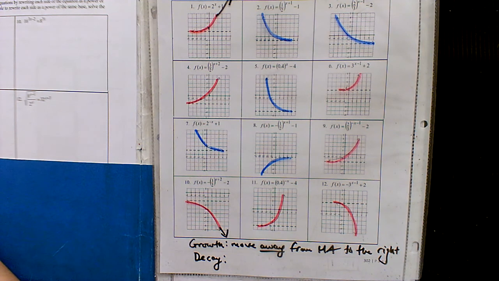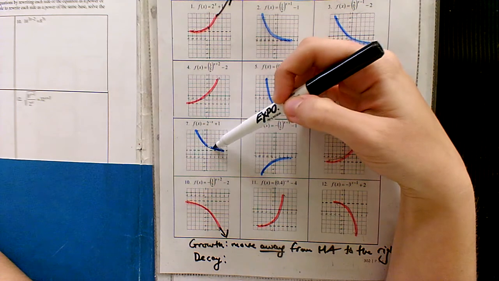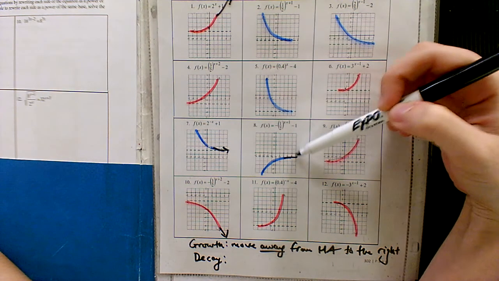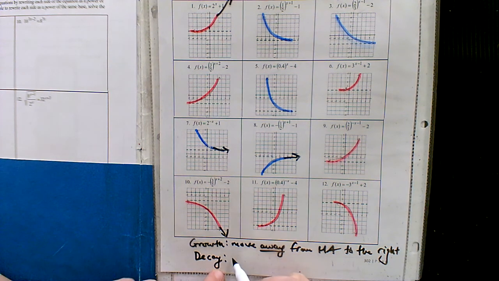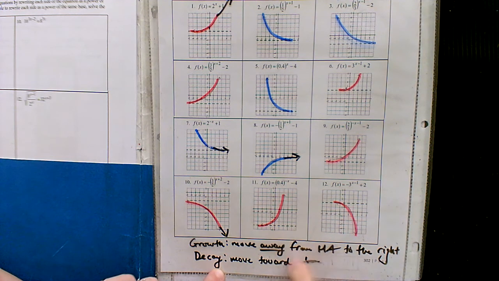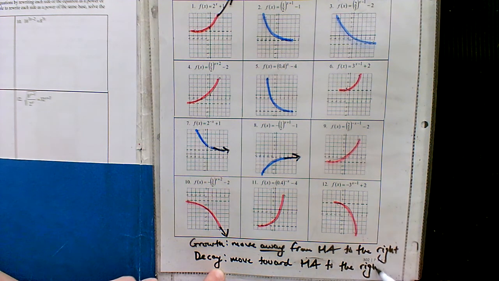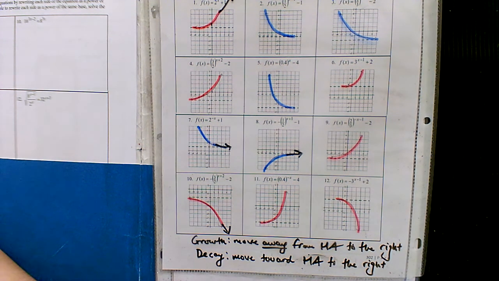If you look at the decay ones, the blue graphs, as you move to the right, notice how you approach an asymptote. So you are not increasing or decreasing without bound. You're reaching some limit or some value in the end. So decay graphs move toward a horizontal asymptote to the right. Those would be all of our blue graphs.